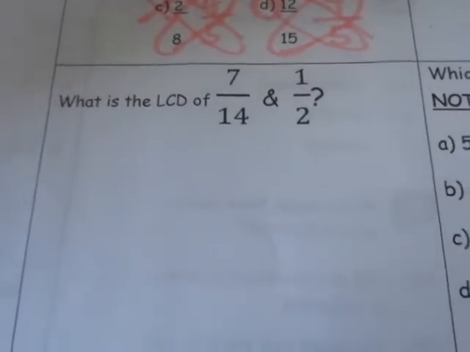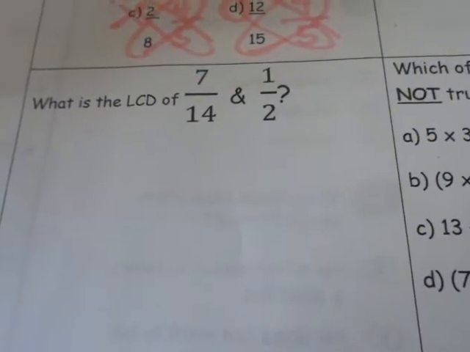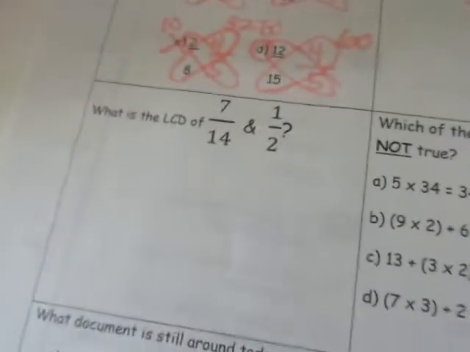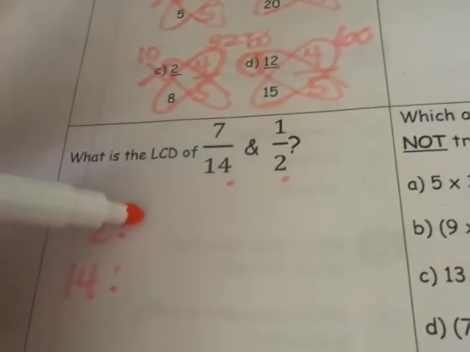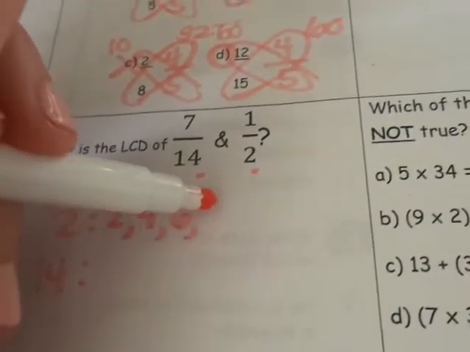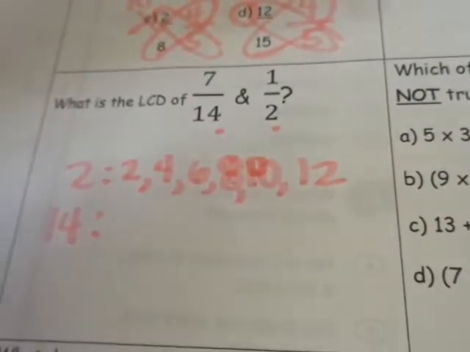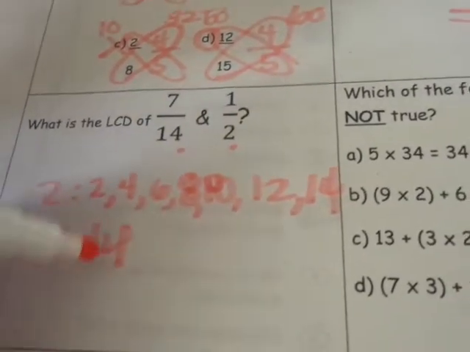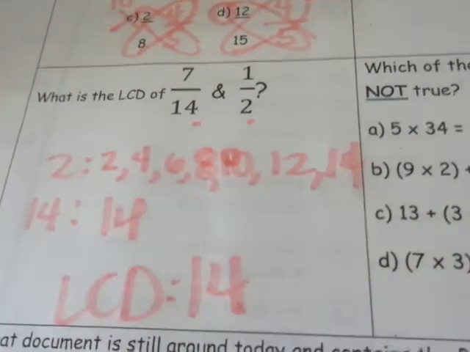Next question, what is the LCD of 7/14 and 1/2? So same thing here as in our last homework, we're looking for the lowest common denominator. And we do that by skip counting. So we skip count by our denominators. Let's start with the smaller denominator. So let's skip count by 2s. 2, 4, 6, 8, 10, 12, 14. And now I can start with 14. 14, I can stop there because I found my lowest common denominator, which is 14.